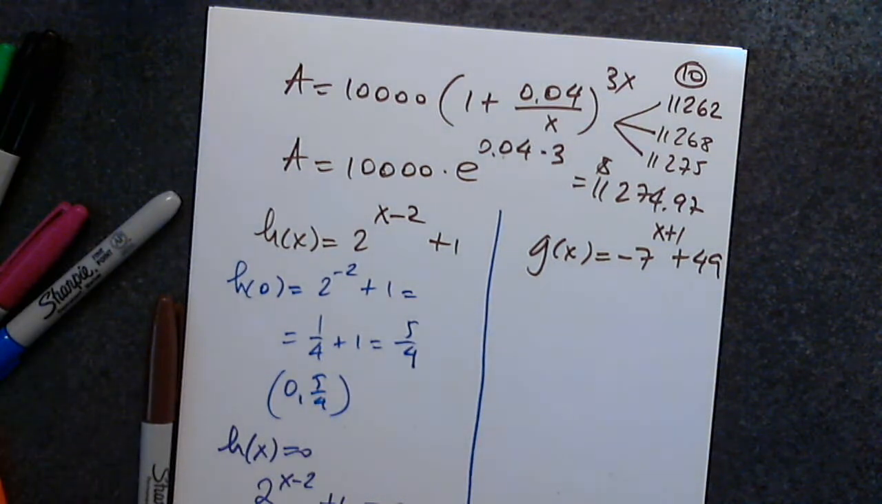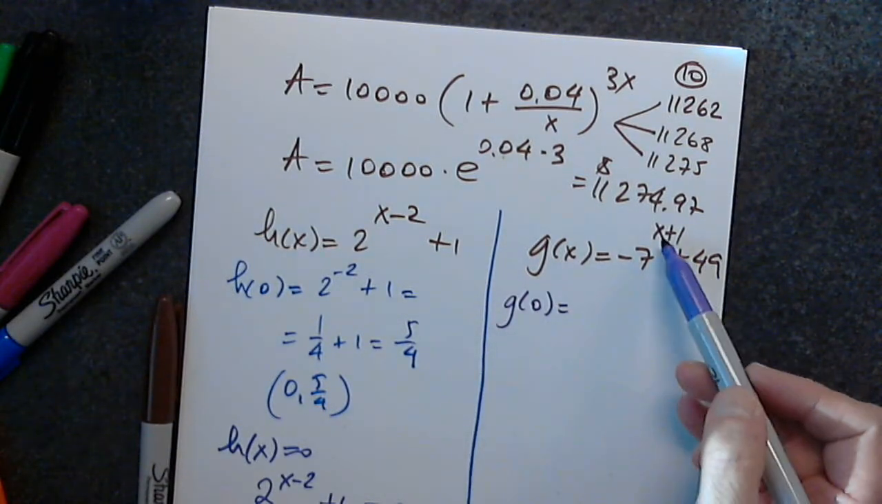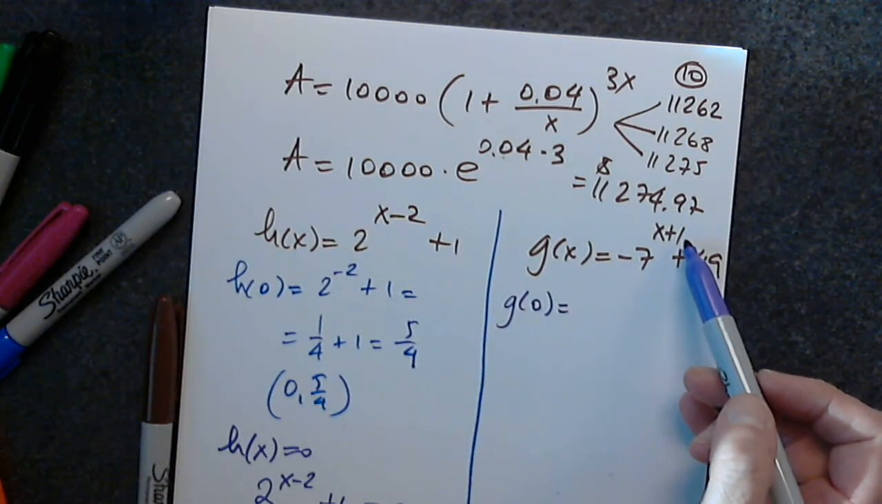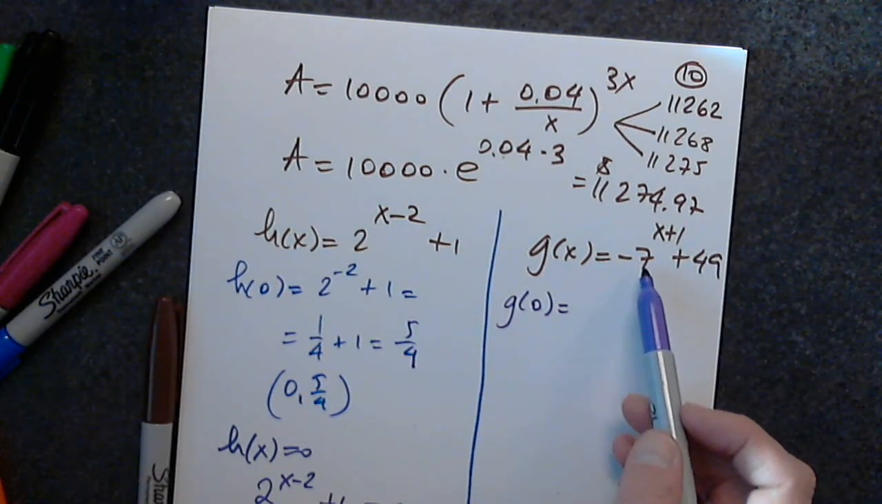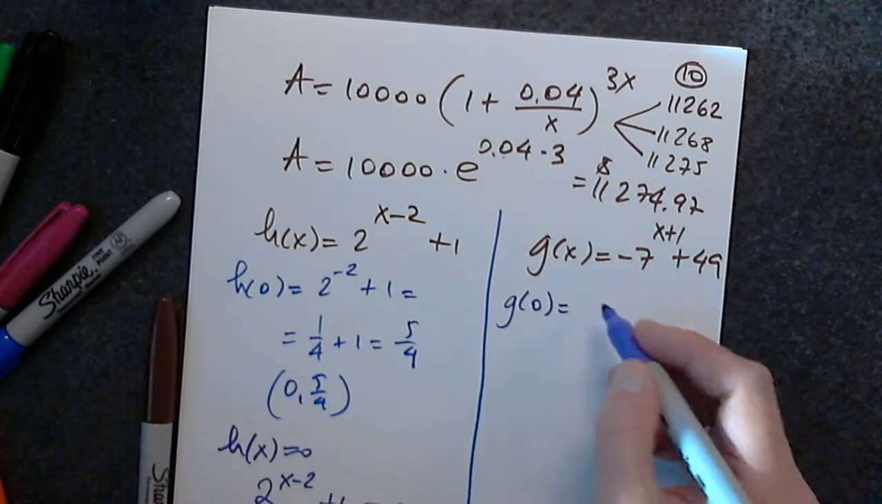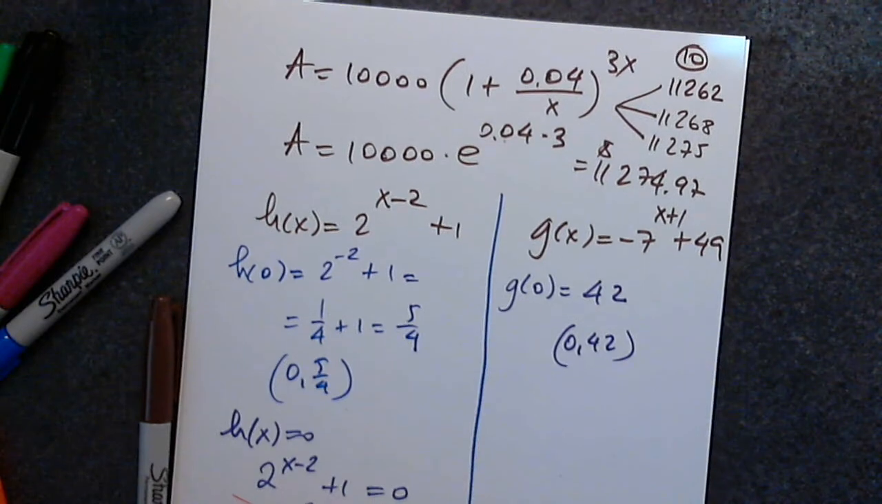So then, quiet please. Thank you. So g of 0: 0 plus 1 is 1. 7 to the first power is 7. Minus 1 times 7, negative 7, plus 49 is 42. So then the y-intercept is 0, 42.